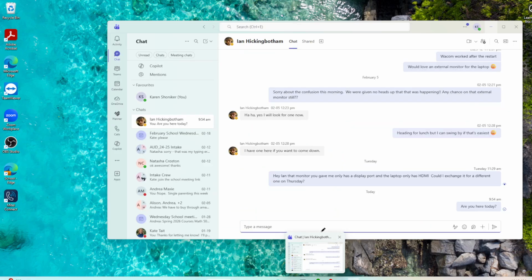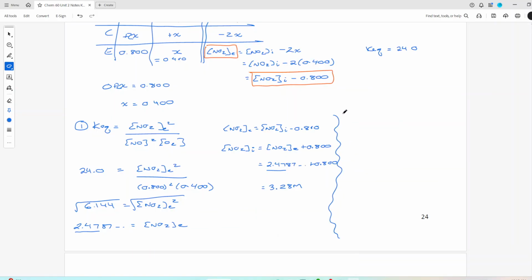And I should have left myself some more space. Method 2 is a little bit more algebra heavy, but not a big deal. But it's that instead of finding NO2 at equilibrium, we are going to use this expression for NO2 at equilibrium. And what that'll allow us to do is find the NO2 initially in one calculation. So instead of having to do a follow-up, where I then had to take the equilibrium concentration and add the 0.8, I'm going to get straight to NO2 initially, right? And it's totally personal preference.